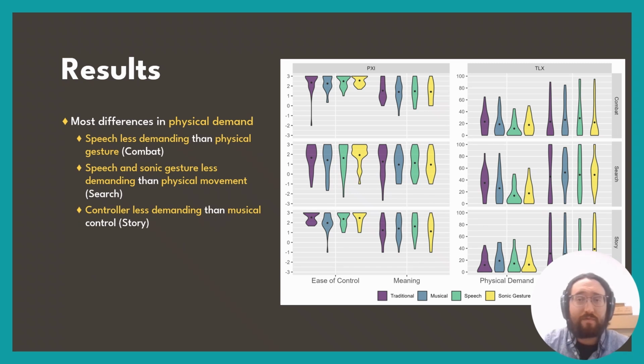The main differences we found were in the physical demand measure. We found that speech was less demanding than physical gesture. We found that speech and sonic gesture were less demanding than physical movement, and we found that the controller was less demanding than the musical control.